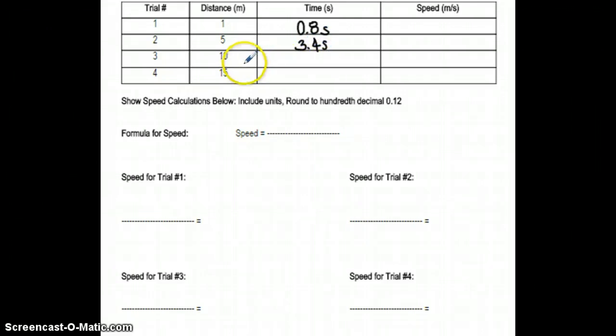And maybe we were able to do 10 meters in 6.1 seconds. And perhaps we did 15 meters in 9.7 seconds. What we would want to do next is calculate our speed. So let's remember that speed equals distance over time. And now we will try calculating these out.